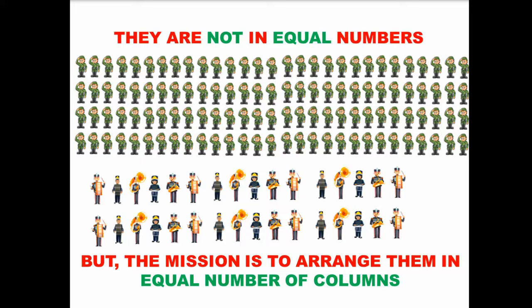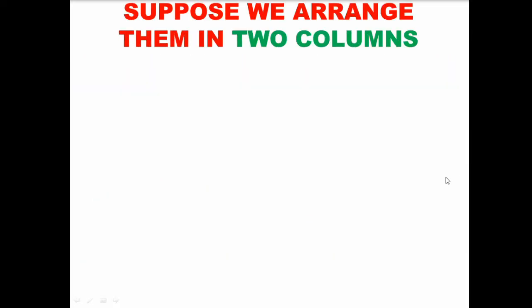That means arranging them in an equal number of columns. Let's see. Suppose, for example, I arrange them in two columns. So first I have to arrange the band members, then only the soldiers will march, isn't it? Following the band members. So first let me arrange the band members in two columns. So 2, 4, 6, 8, like this. I arrange the band members like this.